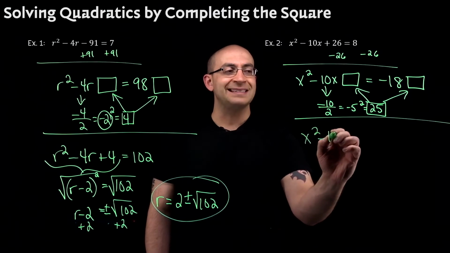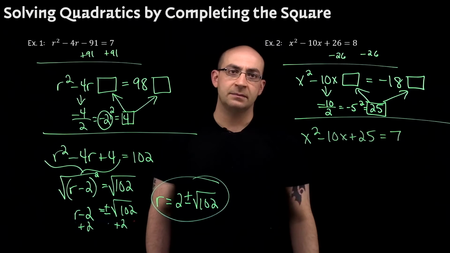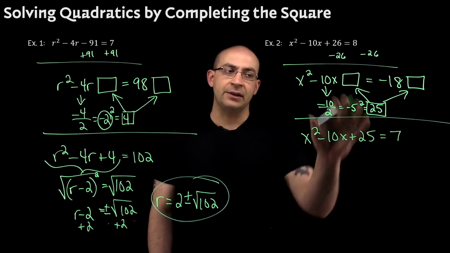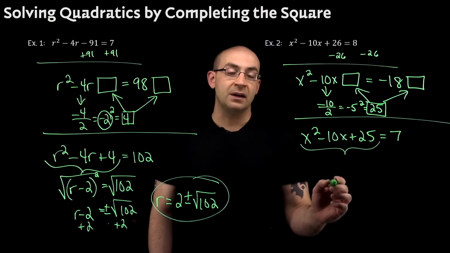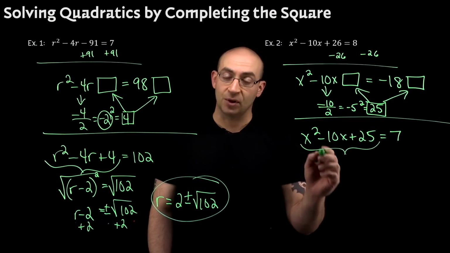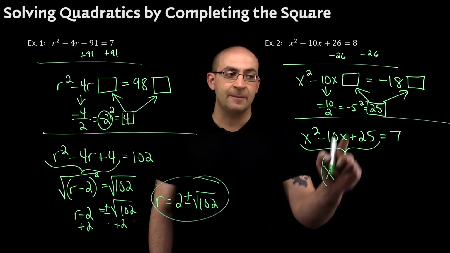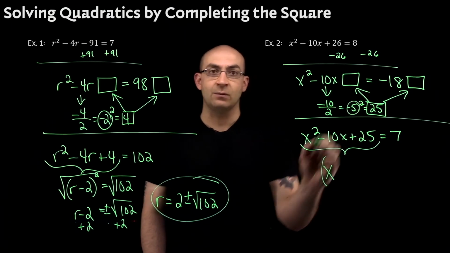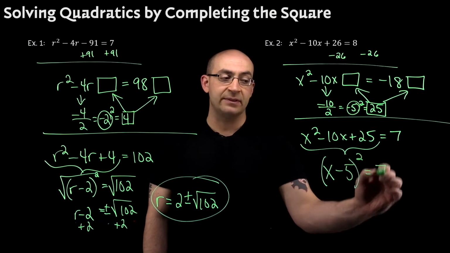X squared minus 10x plus 25 is going to equal 7. Now again, this is much cleaner than what we had before. I am going to factor the left-hand side only, but because the left-hand side is what we call a perfect square trinomial, all I need to do is put an x in parentheses, and remember that number before I squared it, which was negative 5. So x minus 5 squared is going to equal 7.